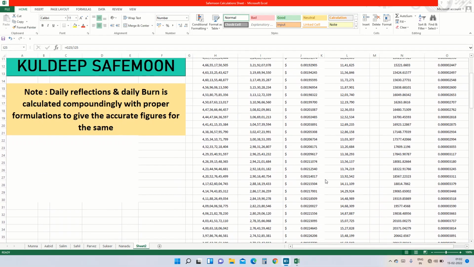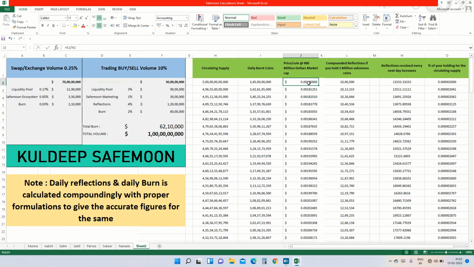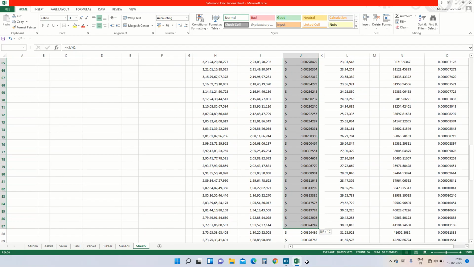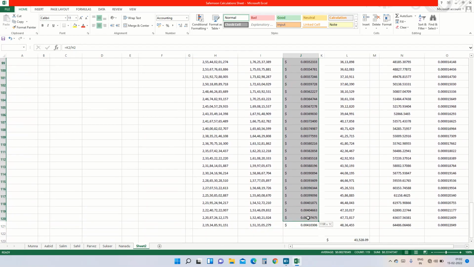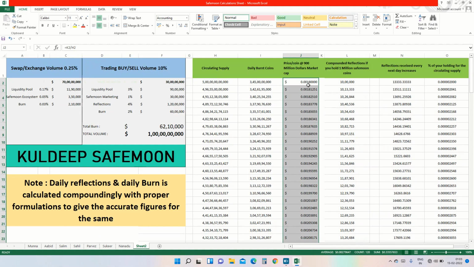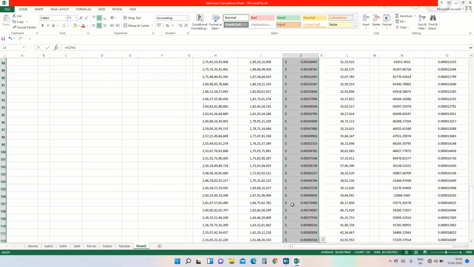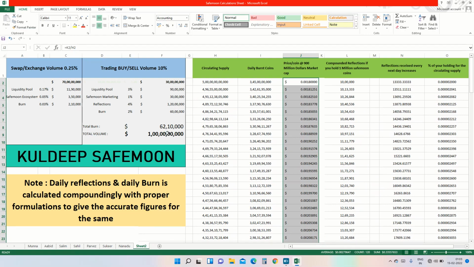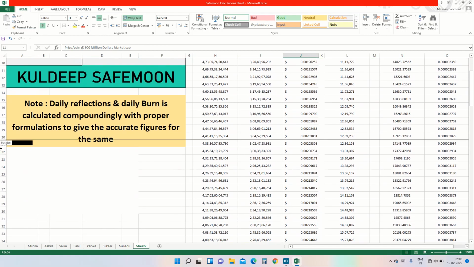So after unhiding it, see, the first day price was 0.0018. Let's see the price after 120 days. 0.004. We started with 0.0018 and we ended up having 0.004. With consistent volume, same amount of market cap, we have successfully increased our price.